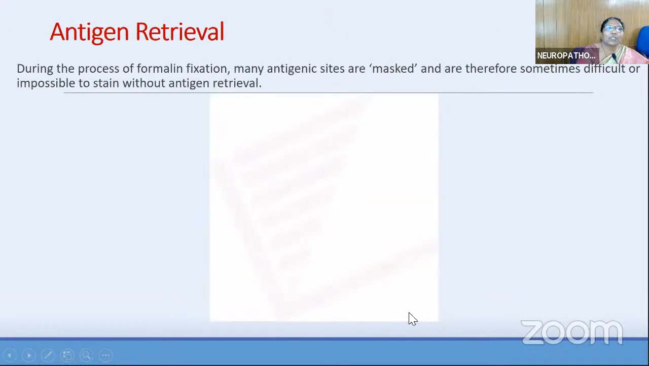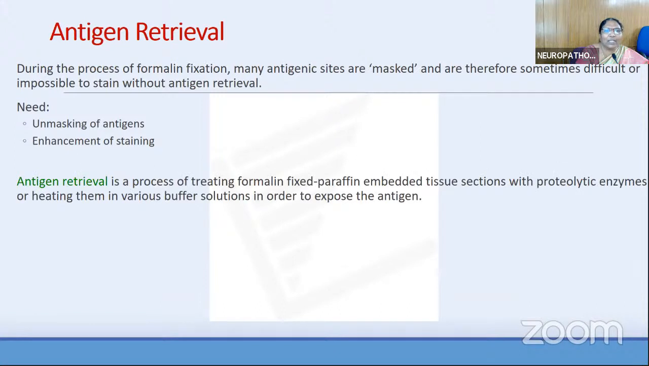chromogen used for color. During the process of formalin fixation, many antigenic sites are masked. Therefore, sometimes it's difficult or impossible to stain without antigen retrieval. So it needs unmasking of antigen and enhancement of staining. Antigen retrieval is a process of treating formalin fixed paraffin embedded tissue sections with proteolytic enzymes or heating them in various buffers in order to expose the antigen.